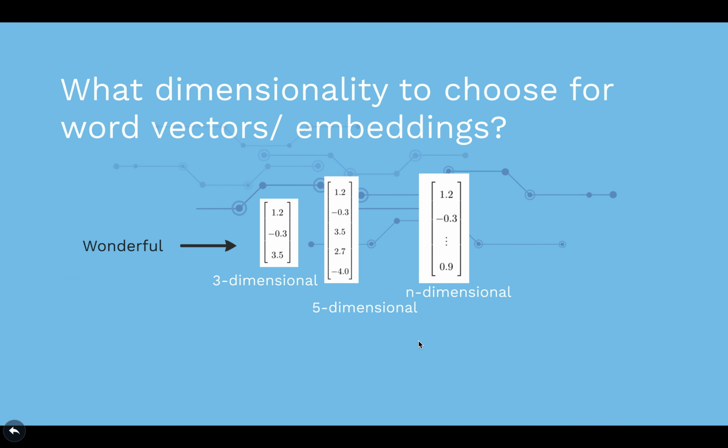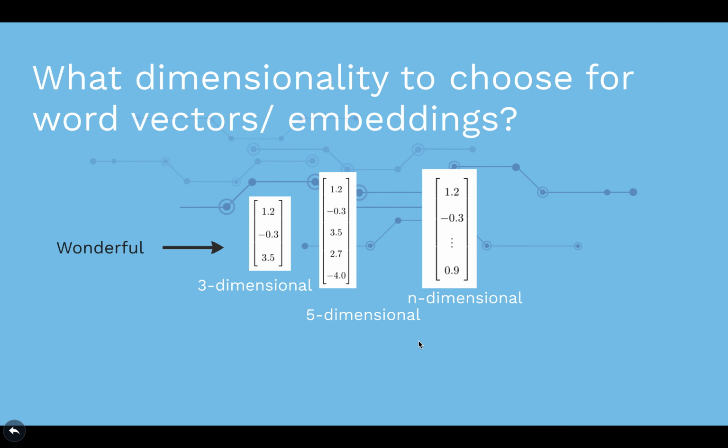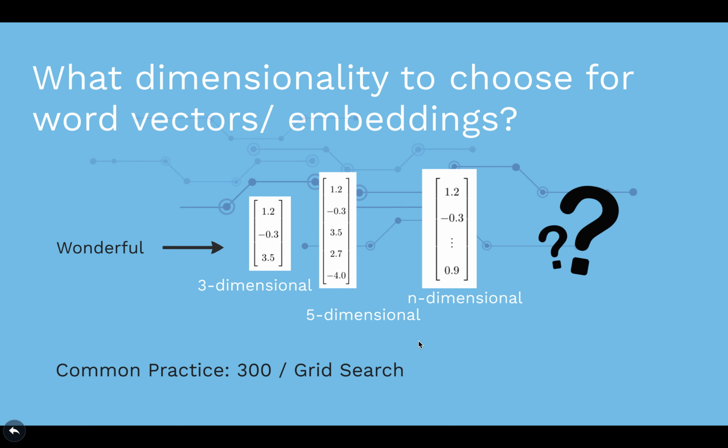We know that translating words or sentences into vectors is the first and the most fundamental step of almost all natural language processing tasks. But for each token, how large should the vector be to capture adequate information? Well, in most studies, 300 is a common choice. Some other studies perform grid search to choose the optimal ones for their specific tasks.